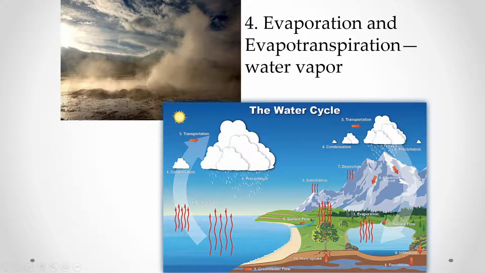Another one is evaporation and evapotranspiration. This is how we get water into our atmosphere. Natural greenhouse gas of water. You guys know the water cycle by now, I hope. This is where we're seeing that water vapor enter the atmosphere.